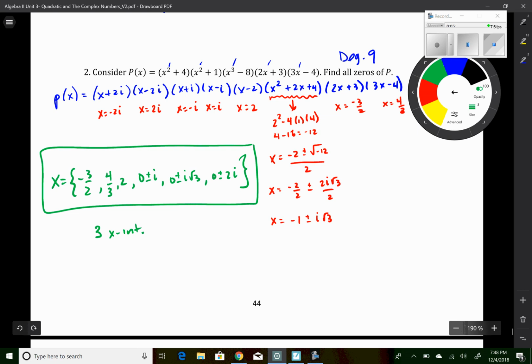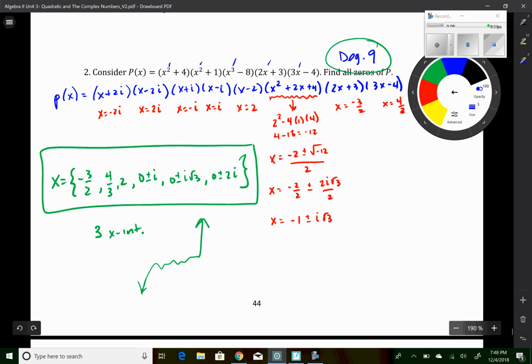Also, since it's a degree 9 polynomial, I know it's going to start like this, it's going to do something in the middle, and it's going to end like this. So I already know a lot about this graph just by looking at the degree and what the zeros are. I could totally type it in my calculator and try and graph it if you want to. That's kind of overkill though.